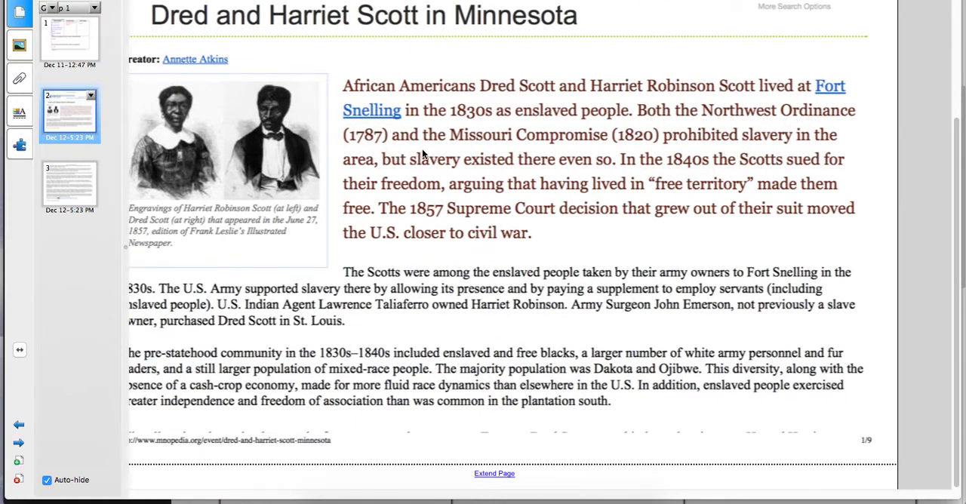Both the Northwest Ordinance and the Missouri Compromise prohibited slavery in the area, but slavery existed there even so. In the 1840s, the Scotts sued for their freedom, arguing that having lived in free territory made them free. The 1857 Supreme Court decision that grew out of their suit moved the U.S. closer to civil war. So I have a question.